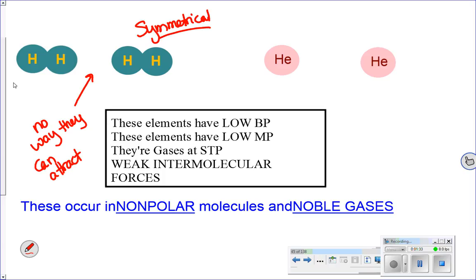When you look at the noble gases, those are spherically shaped, they're monoatomic, so again, they're extremely symmetrical and have no real way of attracting one another. These elements are going to have low boiling points and low melting points. They don't have any good way of attracting each other, so it's just easier for them not to attract each other and be a gas. They're all gases at STP, and they're considered to have very weak intermolecular forces.